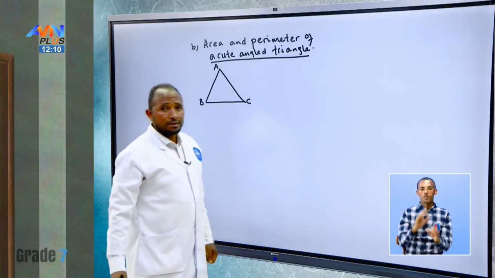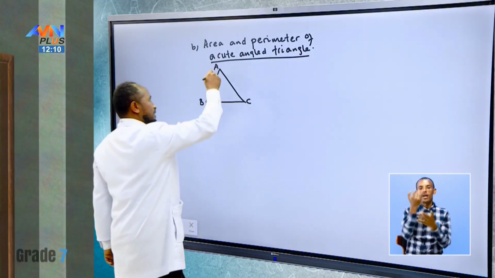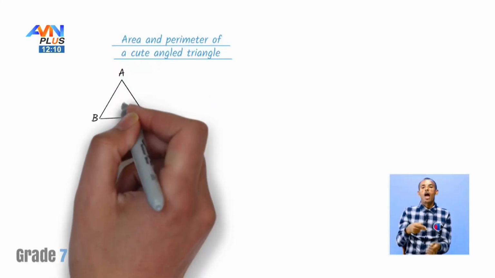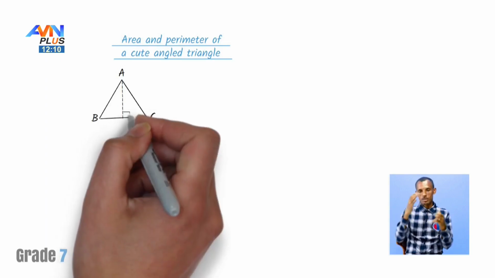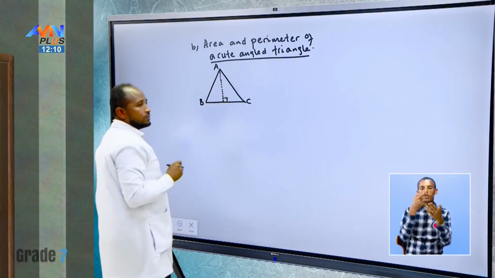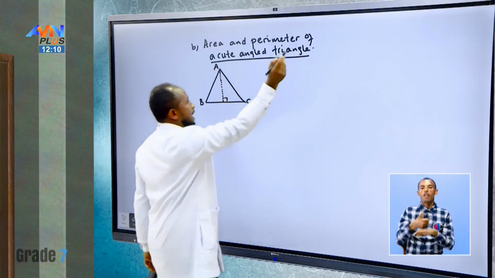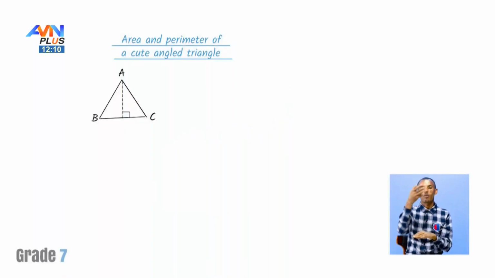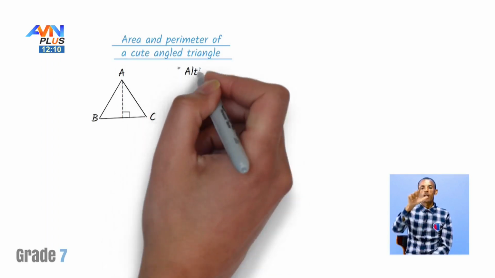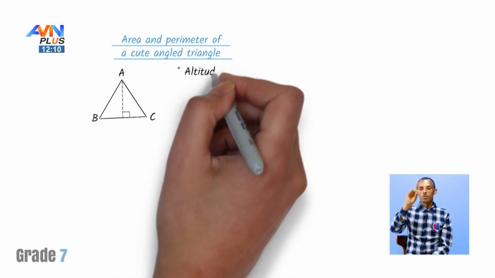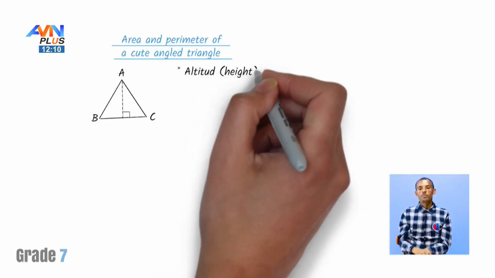To calculate the area of such a triangle, draw an altitude from one vertex to the opposite side. We call this an altitude or height of this triangle. Altitude or height of a triangle, let me write this definition.